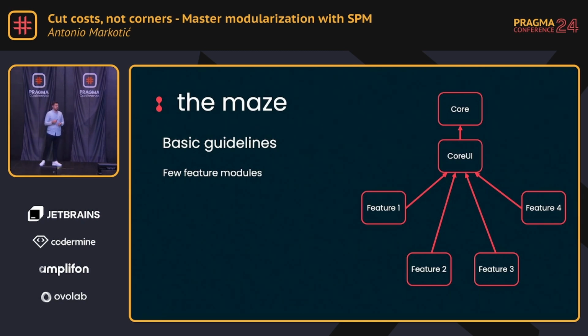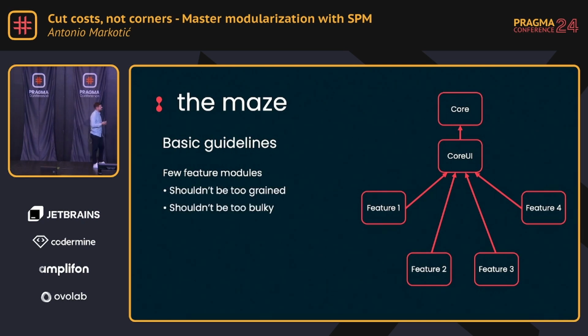And one thing that I hate to say, but I do need to say, is that these modules shouldn't be neither too grained nor too bulky. And the reason I hate to say this is that we as engineers love when there is an upper limit and a lower limit, when we can specify something is too big or too small. But in this case, there really isn't a limit. This is something that is specific to each project, and that is something that you will figure out on your own as you work on your modularization.